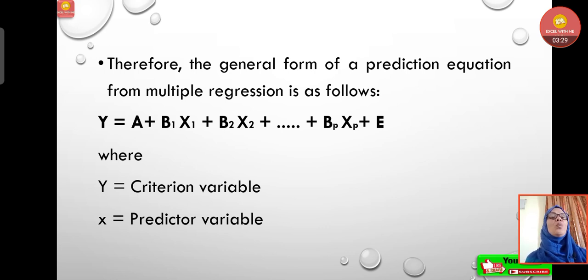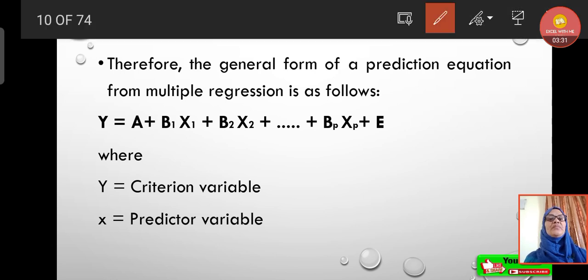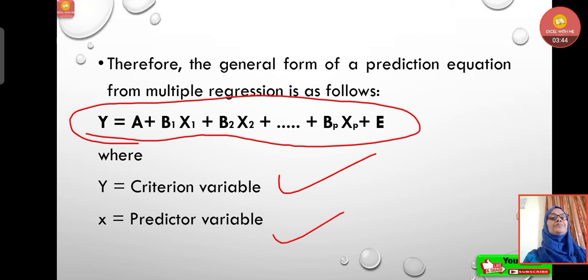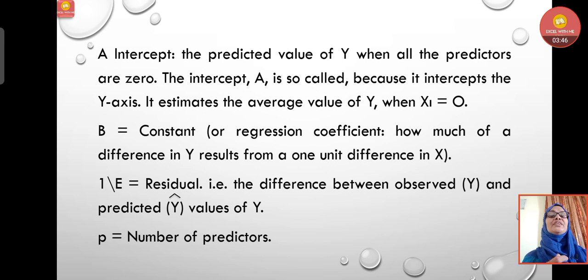You can see here y equal to a plus b1 x1 and so on, whatever variables we are taking. Please note down this formula where y is the criterion variable, x is the predictor variable. Intercept. What is intercept? The predicted value of y when all the predictors are 0. The intercept a is so called because it intercepts the y-axis. It estimates the average value of y when x1 equals 0.